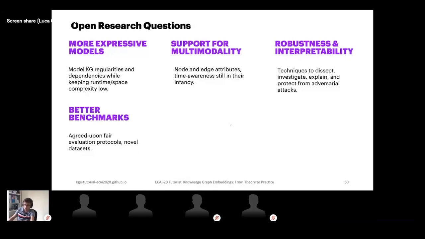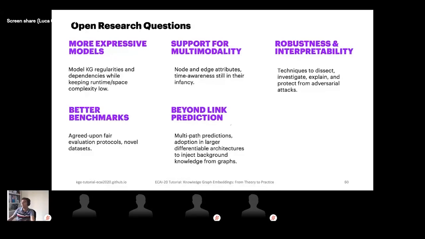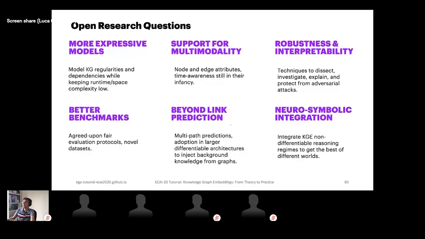Come up with better benchmarks, improve the evaluation protocol, which is currently used by the community, propose new data sets. And move, generally speaking, beyond prediction, show how you can predict multi-path queries, use KGE to inject knowledge in larger architectures, and look at integration between symbolic reasoning and neural architecture. So we have lots of different aspects to consider. All right, that's about it.